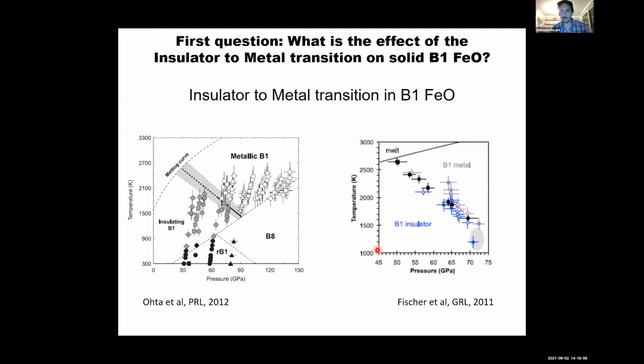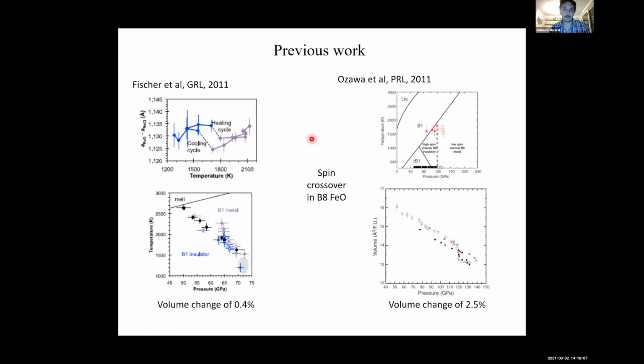These two papers came out in the same year, and the question is, what is the effect of this transition on the properties? It has been shown that there is a very small change of the volume in the B1 structure. But for the spin transition, for example in the B8 structure of FeO, there is a large volume change. So we wanted to see if we can track a volume change in the B1 structure related to this insulator to metal transition.